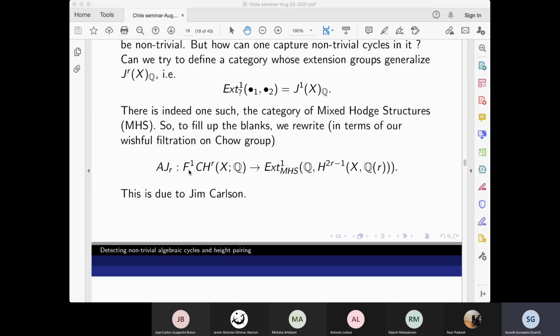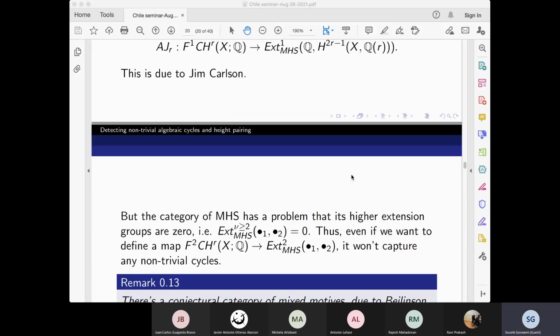Since we have declared F1 of CH^r to be cycles homologous to 0, we can write the Abel-Jacobi map as a map from F1 of CH^r to Ext^1 of the mixed Hodge structure. Again, it's a non-trivial result. The non-trivial part is the isomorphism between this group and the Griffiths intermediate Jacobian. This was shown by Jim Carlson.